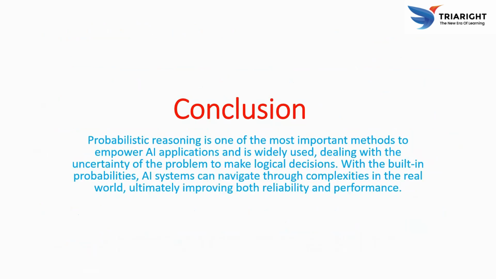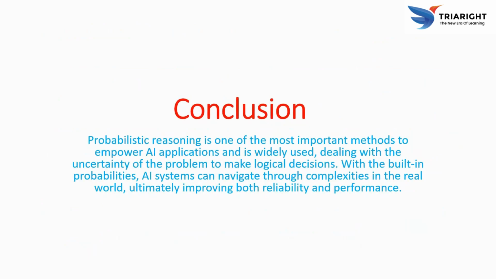About the conclusion: probabilistic reasoning is one of the most important methods of AI, empowering AI applications and widely used for dealing with uncertainty in problems to make logical decisions, with which probabilistic AI systems can navigate complex real-world situations, ultimately improving both reliability and performance. So it deals with uncertain data using a set of applications and techniques. So this is the overall concept of probabilistic reasoning in AI.